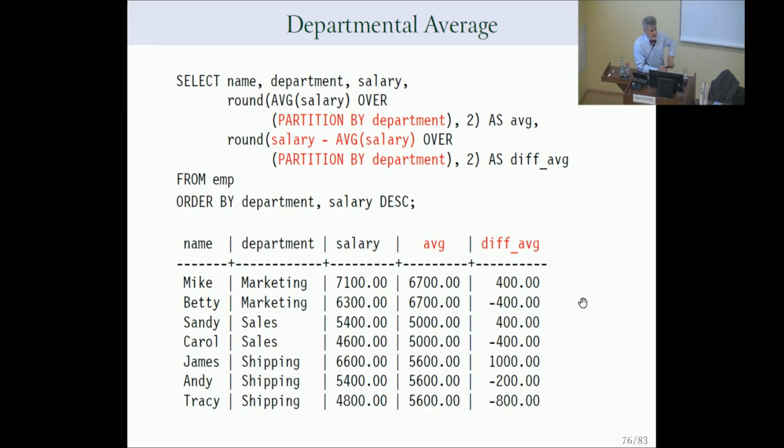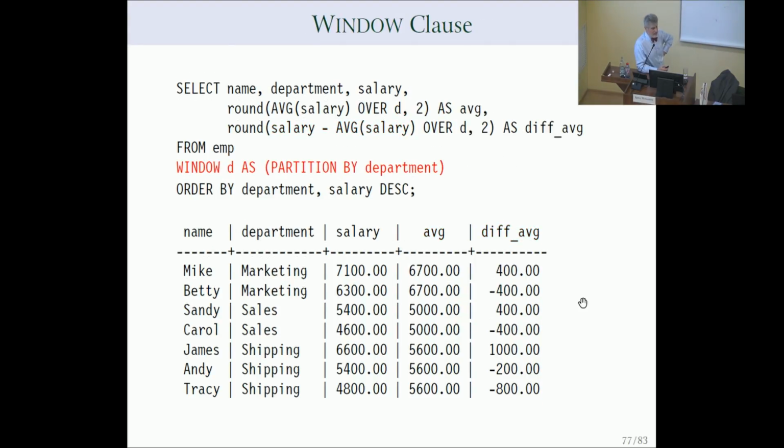Notice I specified department here twice. So I can take that out and put that in a window function. There's my window function called D right here. The clause is partition by department, and now I can say OVER D, and I don't have to repeat myself as much. It's kind of nice.